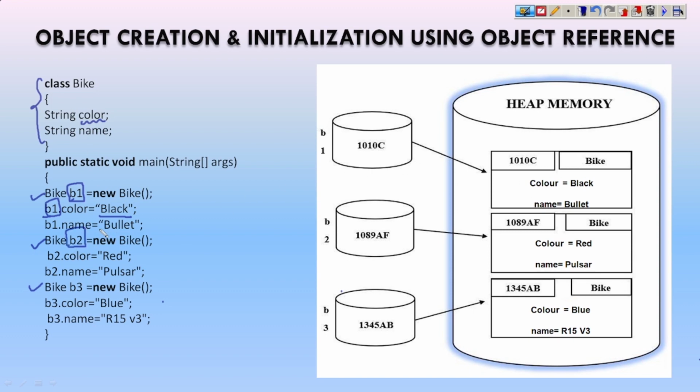Next, I have created another object. With the object reference B2, I have given red and the name of the bike is Pulsar. For B3, again, by taking B3 as the object reference, the color of the bike is blue and the name of the bike is R15. This is how you are going to initialize it using the object reference, and the previous one was the direct initialization.